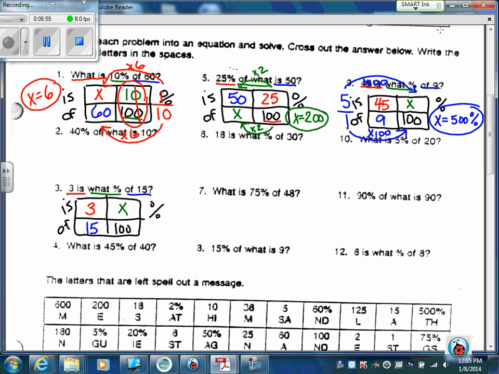There's no nice scale for 15 to 100, so I'm going to find the base. 3 and 15 will go down and reduce to 1 over 5. Then I have a nice scale factor of times 20, and I know the scale factor on top has to be the same. 1 times 20 is 20, so I know x equals 20, and it's a percent, so I need to add that percent symbol. So 3 is 20% of 15.